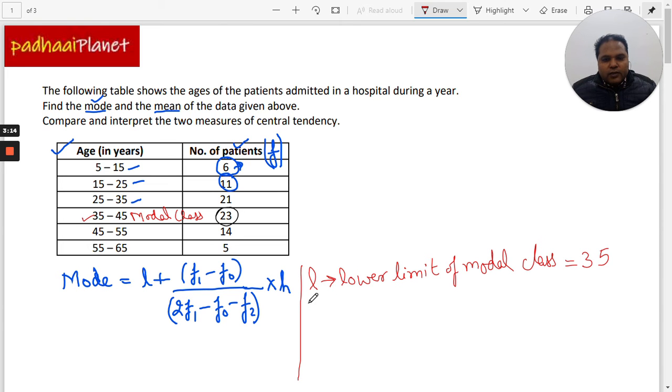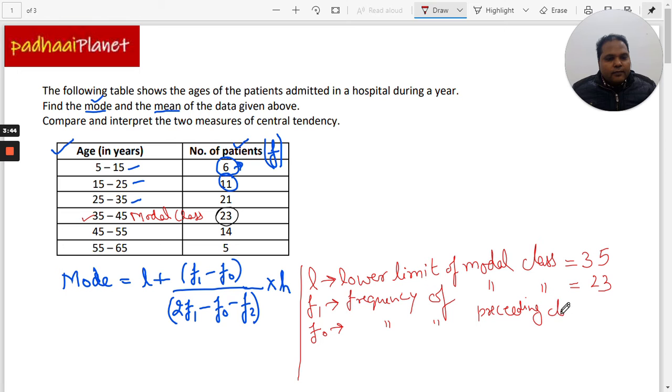Then let's see what F1 is. F1 is the frequency of the modal class, right? So that's 23, we can write that. Now F0 is the frequency of the preceding class, okay? And that is equal to 21. So we'll write 21 here.